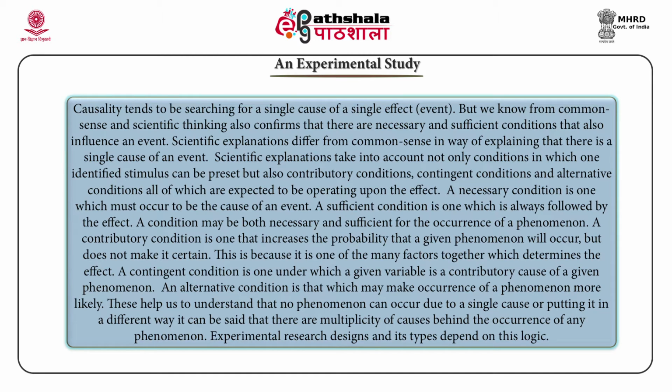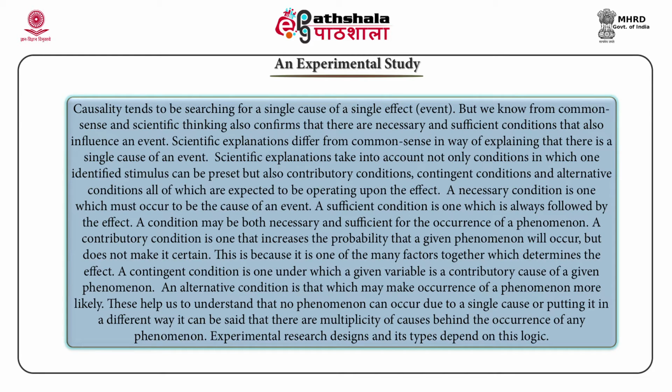Scientific explanations differ from common sense in explaining that there is a single cause of an event. Scientific explanations take into account not only conditions in which one identifies stimulus can be present, but also contributory conditions, contingent conditions, alternative conditions, all of which are expected to be operating upon the effect. A necessary condition is one which must occur to be the cause of an event. A sufficient condition is one which is always followed by the effect. A condition may be both necessary and sufficient for the occurrence of a phenomenon.